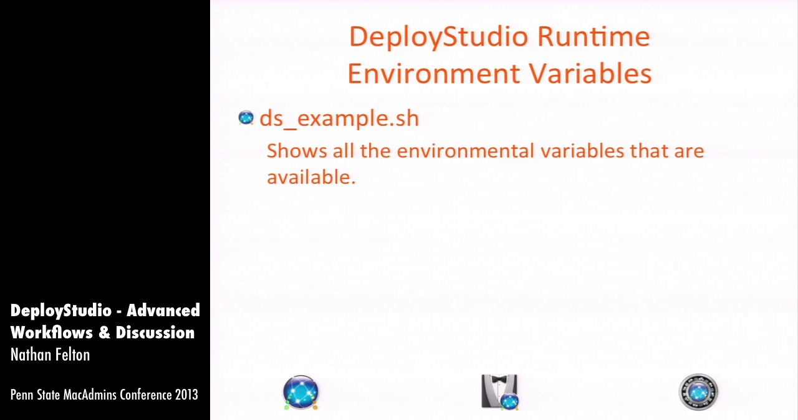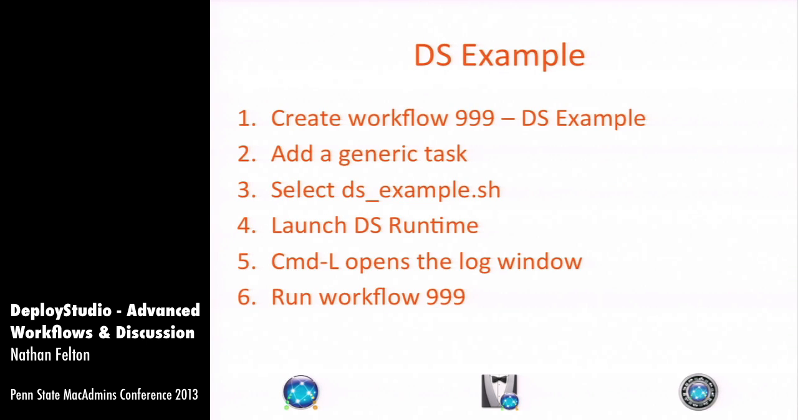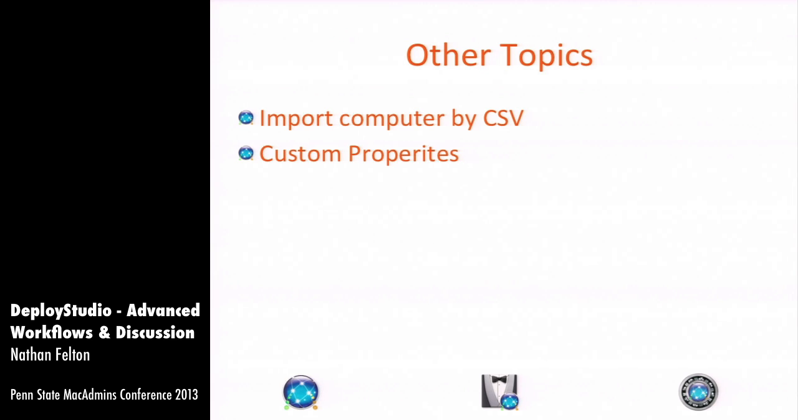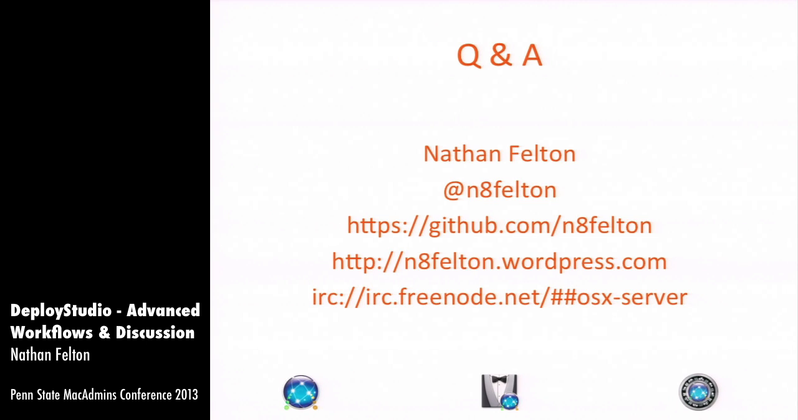So that was groups. That was environmental variables. I was going to have you go through that. We already covered importing by CSV, so great job for getting to that before me. And I covered custom properties. So this is the Q&A portion.